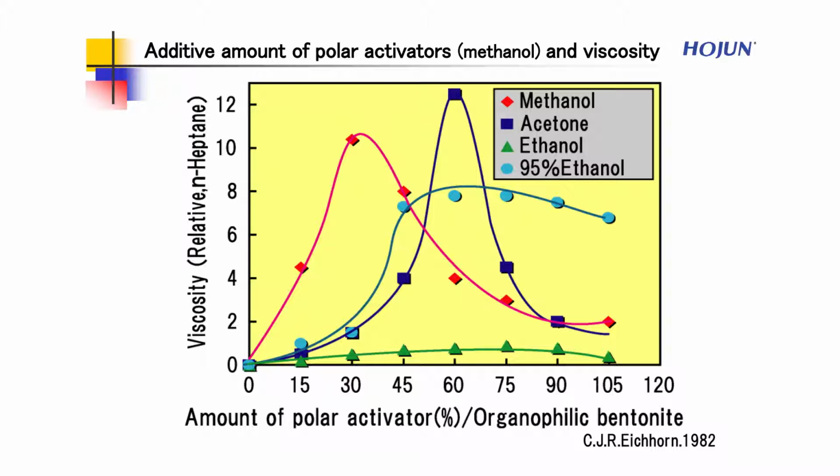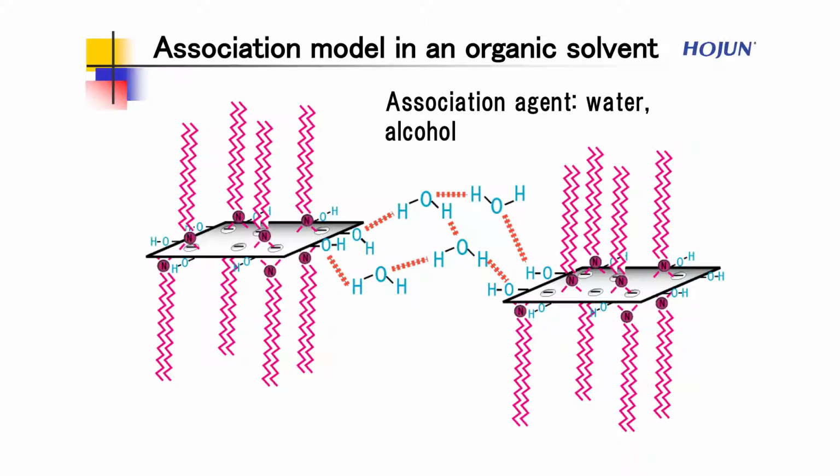While there are various additive amounts of this polar activator according to the type of organic bentonite and type of solvent, an approximate optimal additive amount is around 1 mol per 100 grams of organic bentonite. With a favorable dispersion method and a suitable amount of a polar activator, organic bentonite will attain favorable dispersion and association and thicken in an organic solvent.